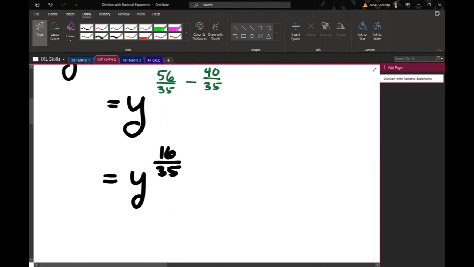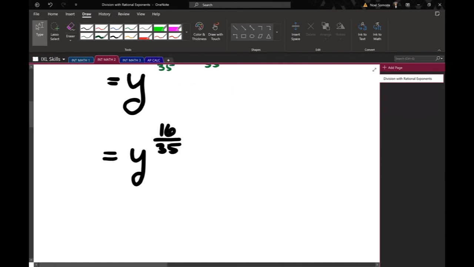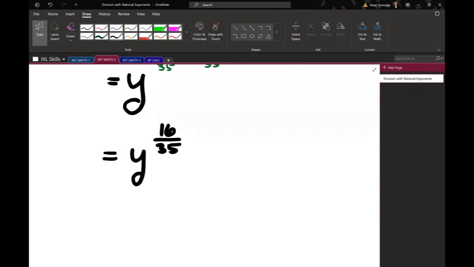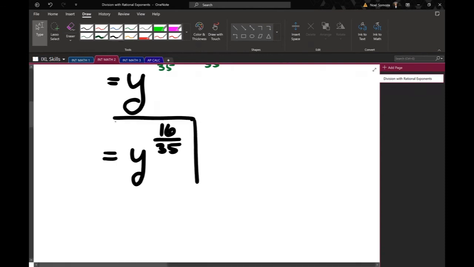The last thing you would do is see if you could simplify the fraction, 16 over 35. Now, 16 has factors such as 2, 4, 8, 16. 35 only has factors like 1, 5, 7, and 35. So unfortunately, we can't reduce it, so this would give us our final expression.